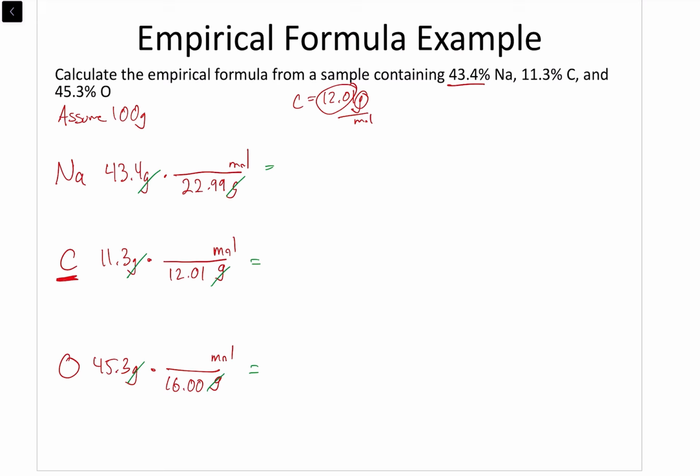So this first calculation is going to be 1.8877 mole of Na. The second one is going to yield 0.9408 mole of carbon. And here we're going to have 2.8312 mole of oxygen. Alrighty. Now we have 3 mole values, and we're going to try to find the smallest mole value. And that one's pretty easy to spot. It's this one right over here.